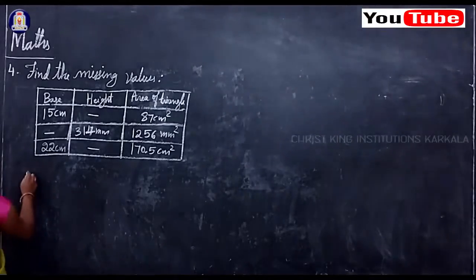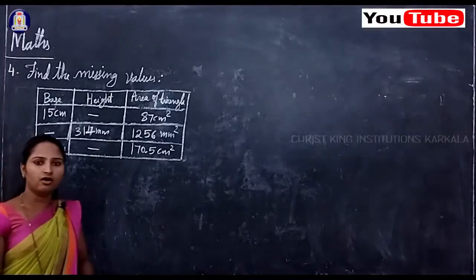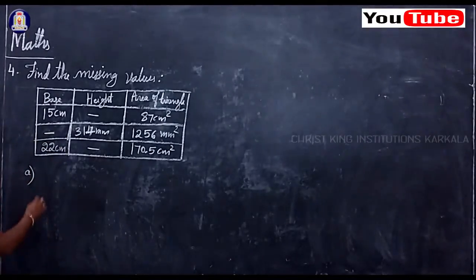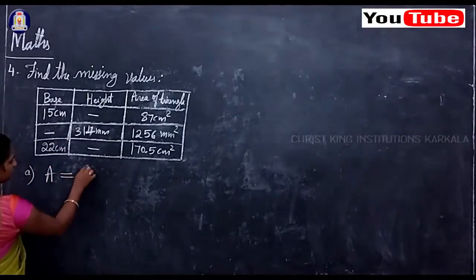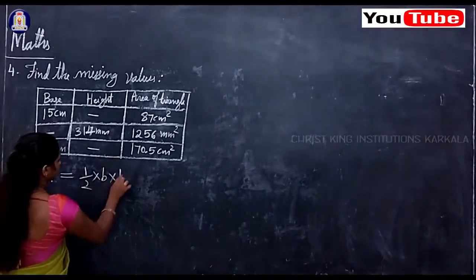So here we must use the formula. Which formula can we use to find the area of a triangle? We can use the formula: area of triangle A is equal to half into base into height.